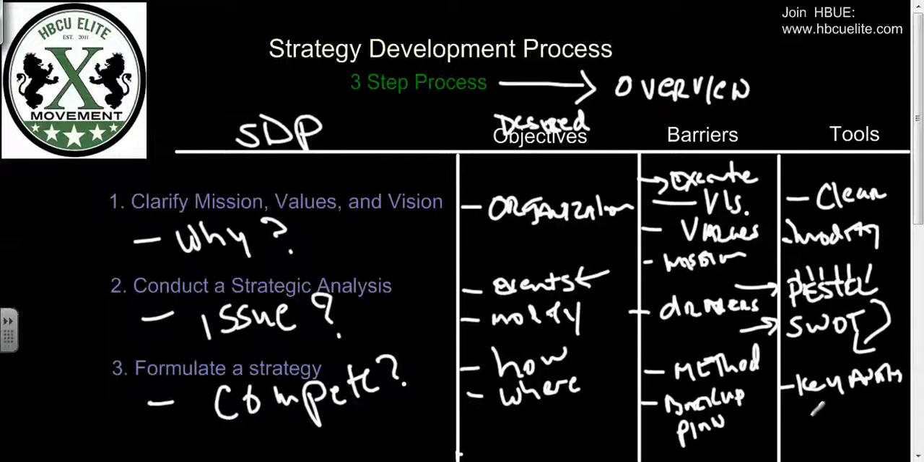And you have to make sure that you create what is called a strategy direction statement. So what does that mean? That means that you know exactly what your mission is, you know exactly where you're going, and you know exactly how you're going to get there. With that being said, this has been an overview of the 3-step process for strategy development.